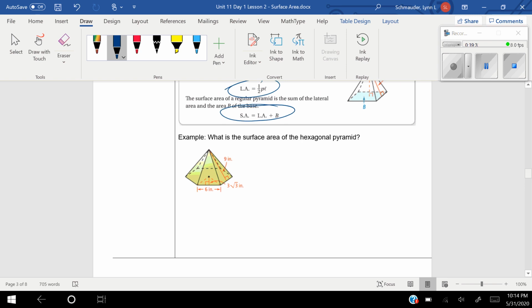Okay, so let's do it here. What is the surface area of the hexagonal pyramid? Okay, first we need the perimeter. Well, let's get the lateral area.